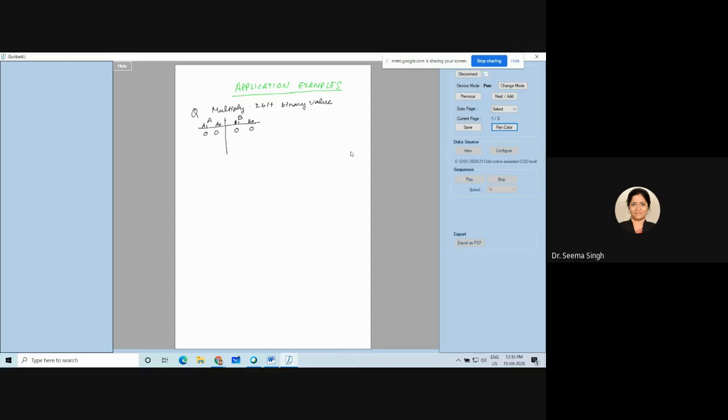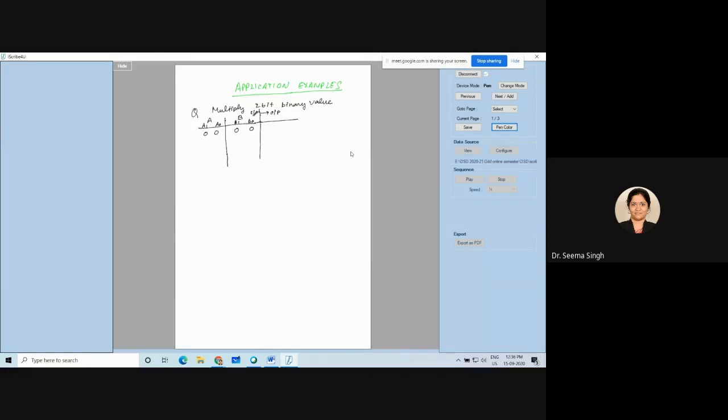I need to decide on the output. This side is input, and this side is output. Now you have to tell me, output will be how many bits? Think, it is not that difficult. 2 bits, ma'am. Output can be 2 bits.